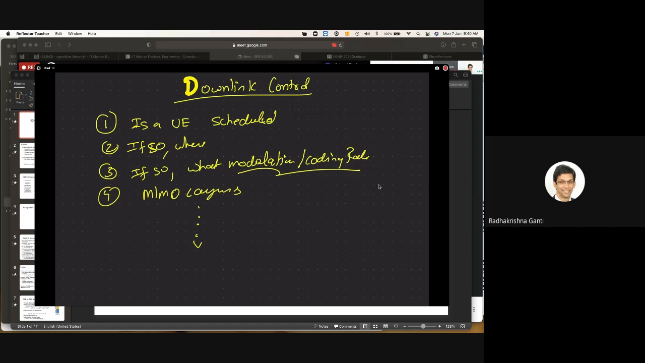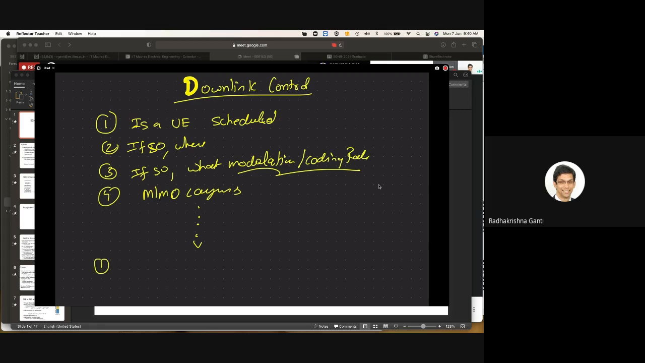Okay. So, but there's a problem here. The base station, at this point, the UE doesn't know whether it's scheduled, nothing is known. So the base station has to transmit a bunch of information, and in the control channel, all the UEs will decode this control channel. And the UEs should understand whether that information belongs to them or not. Okay, that's one issue.